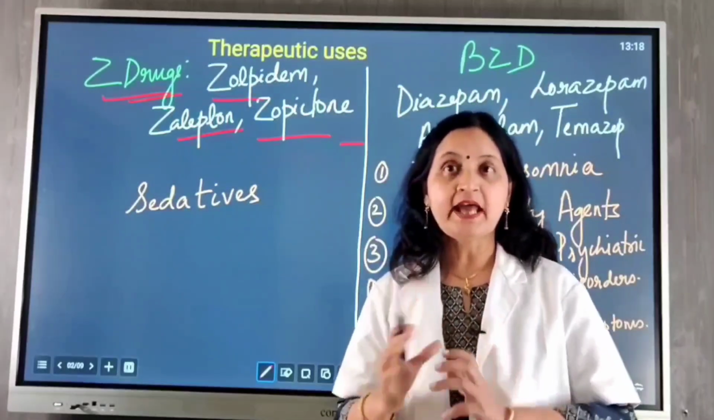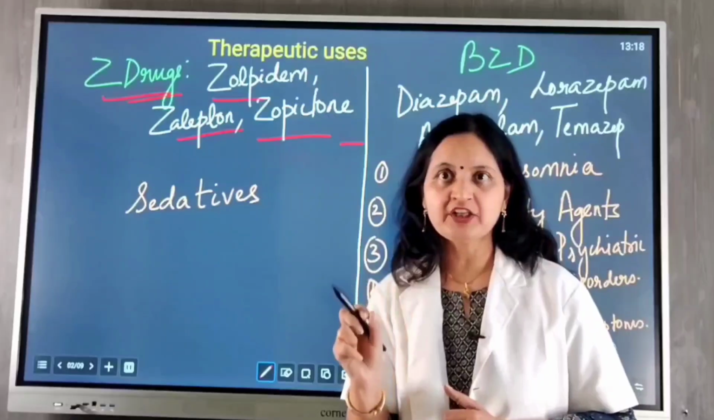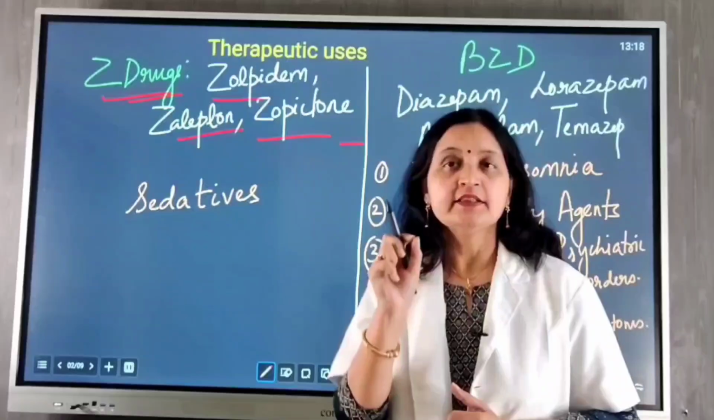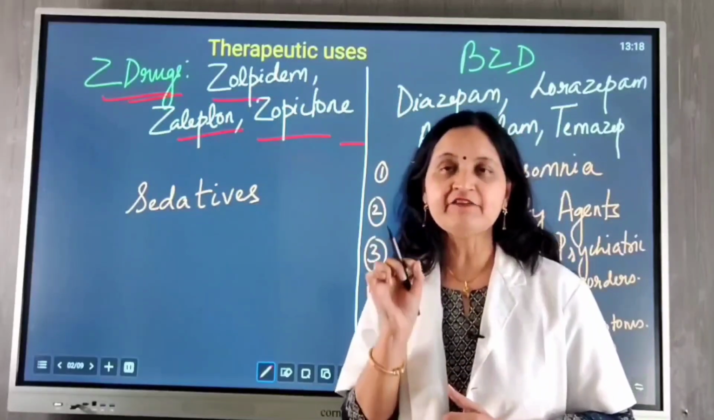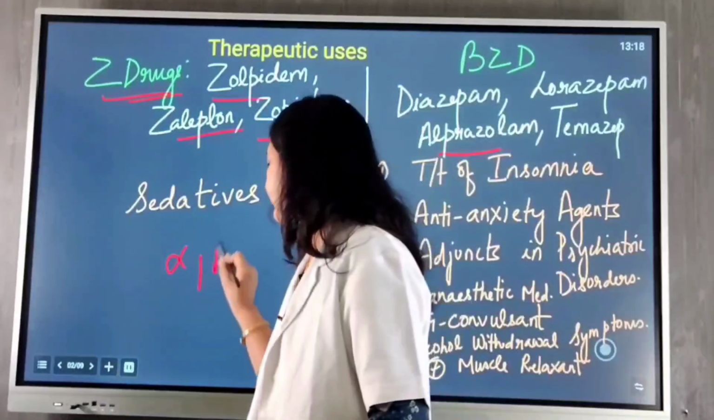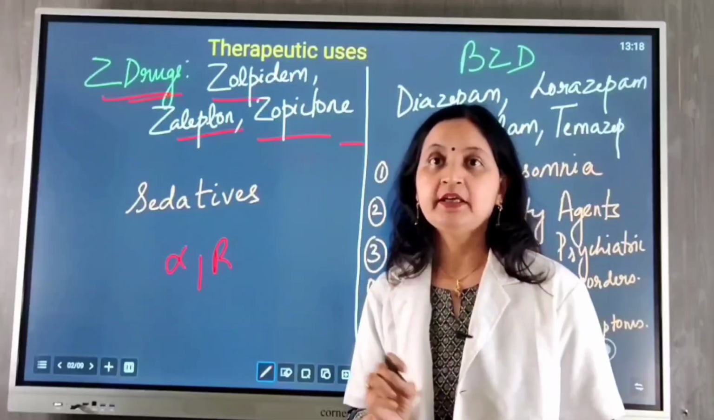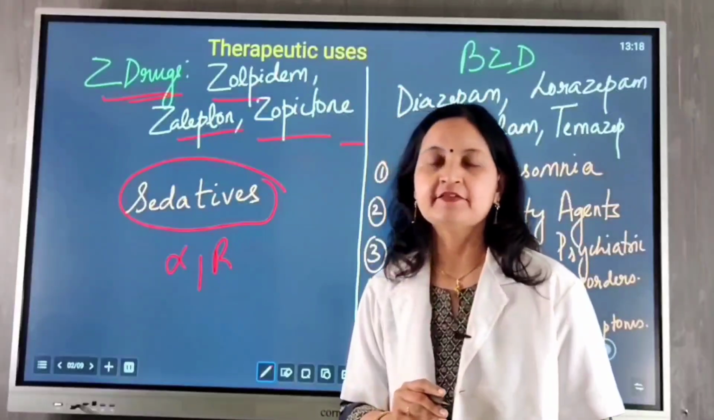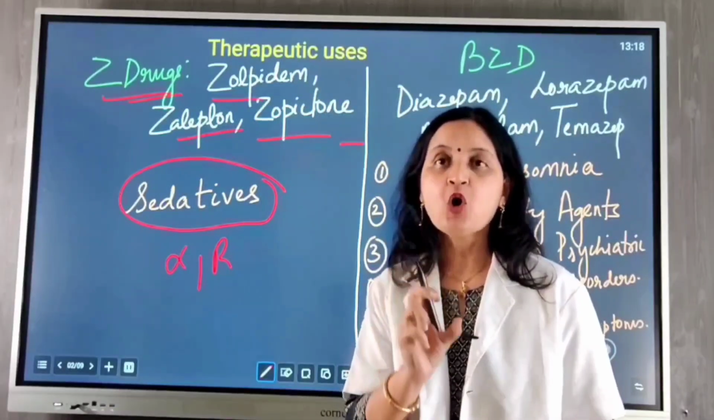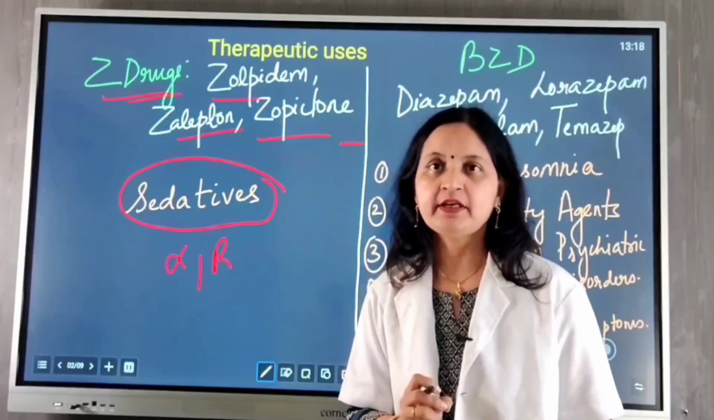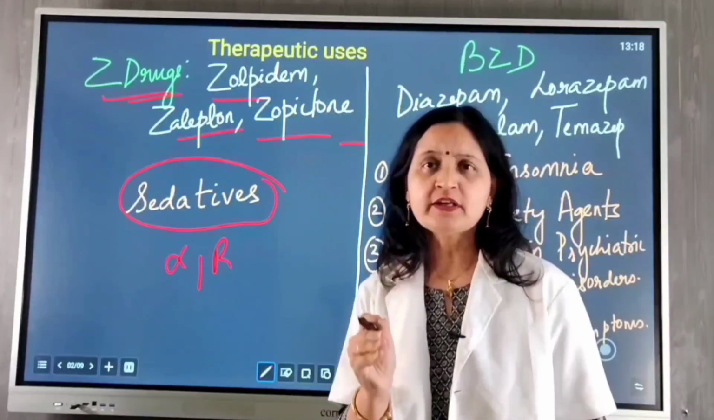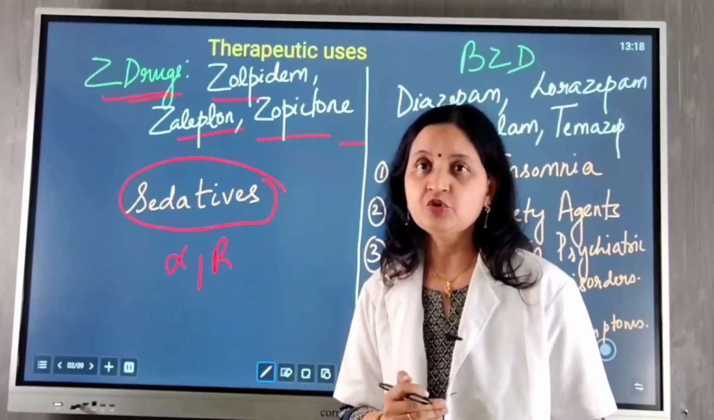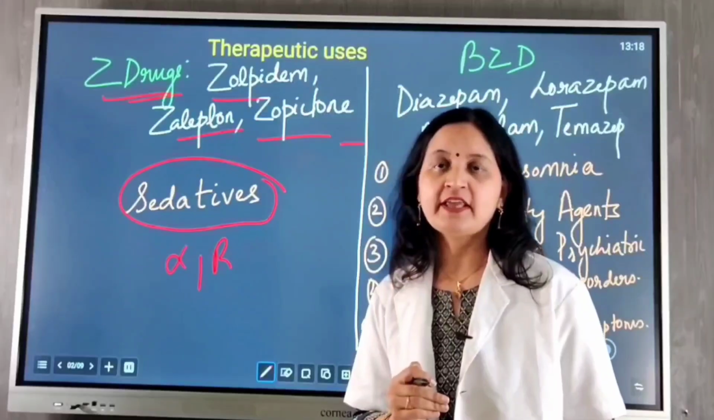While both benzodiazepines and Z group of drugs are used for the short-term management of insomnia, the difference lies in the selectivity of action. The Z group of drugs, because of their selective action on the alpha-1 receptor subunit of the GABA-A receptor, are mainly used as sedatives. They induce sleep. Whereas benzodiazepines have non-selective action on GABA-A receptors. They have action on the alpha-2, alpha-3 and alpha-5 subunits, so multiple therapeutic uses in addition to treatment of insomnia.